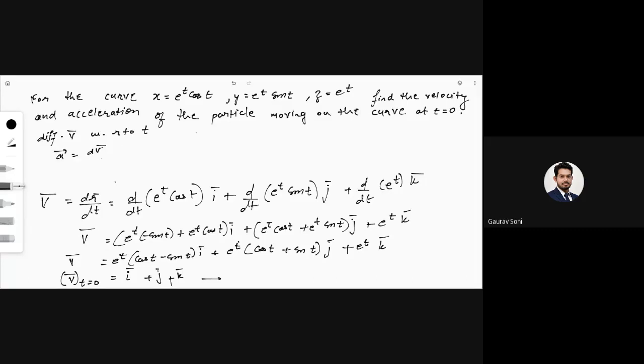dv bar by dt. So this is equal to d by dt of e to the power t (cos t minus sin t) i plus d by dt of e to the power t (cos t plus sin t) j plus d by dt of e to the power t k.